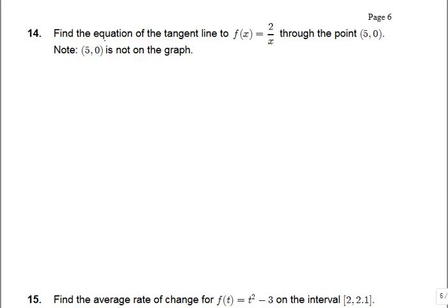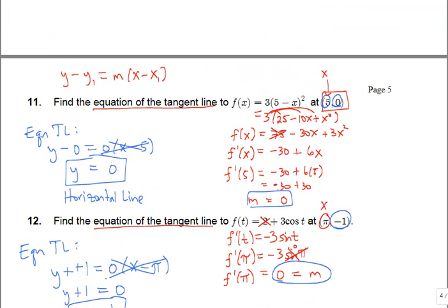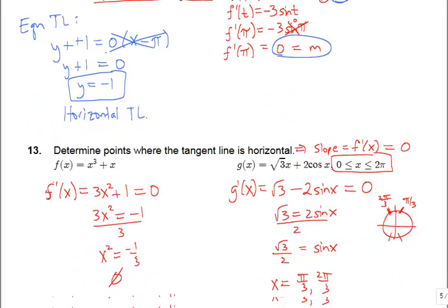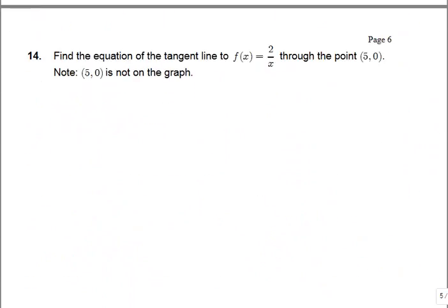We want to find the equation of a tangent line to the function 2 over x through the point (5, 0). Now this sounds pretty similar to the problem we did up here, number 11: find the equation of a tangent line to this function at (5, 0). The difference is that the (5, 0) in the last example was on the actual curve, and it was the point at which we were tangent. (5, 0) is not on this graph.